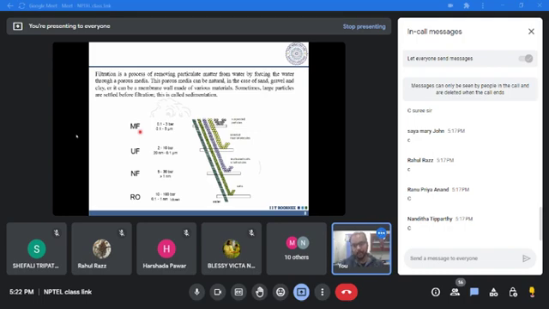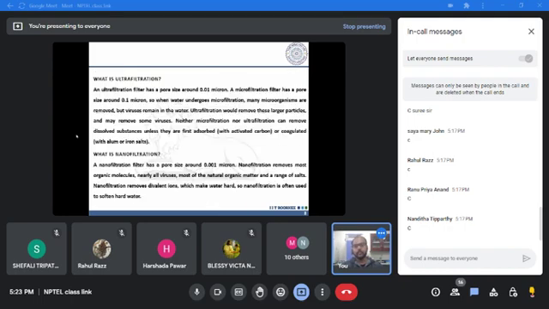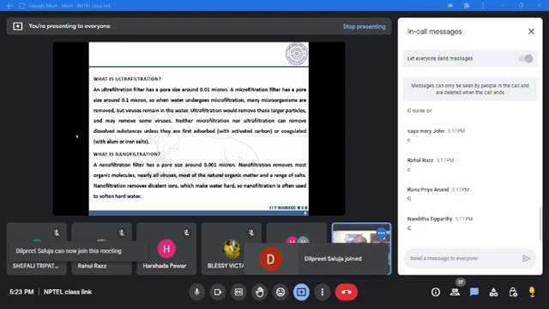But in the scientific area, these membranes, micro, ultra, nano, RO, are especially designed for different ranges of particles. Ultrafiltration has a pore size of 0.01 micron. A microfiltration filter has a pore size around 0.1 micron. When water undergoes microfiltration, many microorganisms are removed, but viruses remain in the water. The size of a virus is smaller, so it will remain in the water.